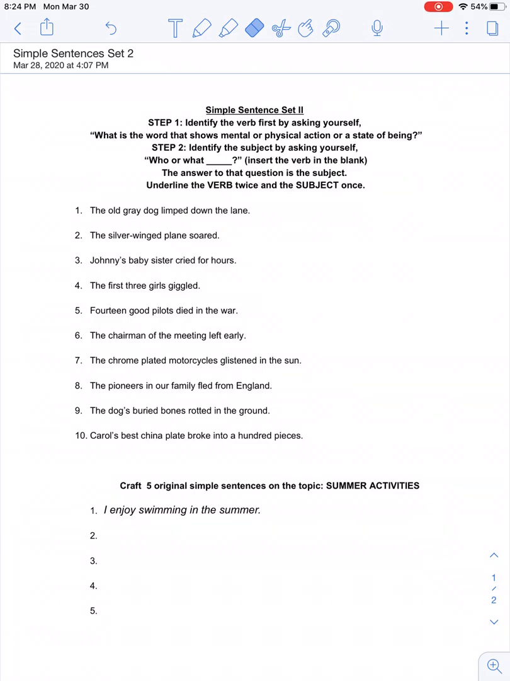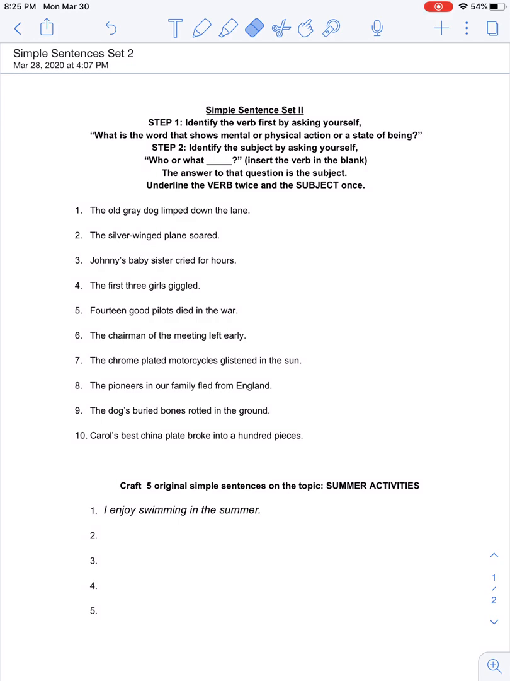Today we're going to stick with our simple sentences. As you can see, we have a new set of sentences. We're going to review the procedure for how to identify the verbs and subject in a sentence, and then I'm going to talk briefly about something called a noun phrase to help you locate what we call the head word in a sentence.